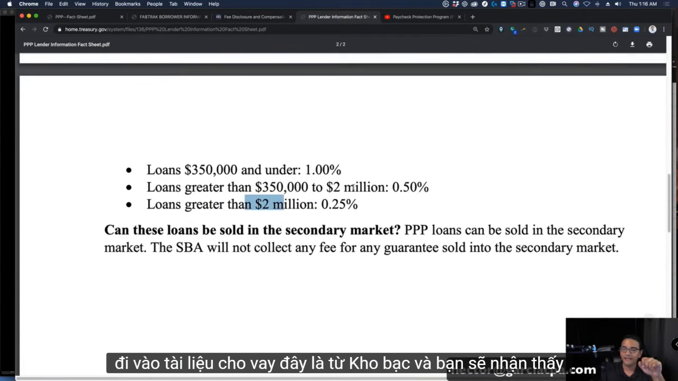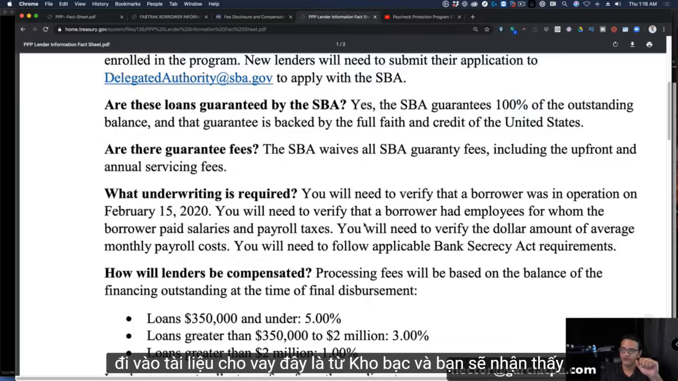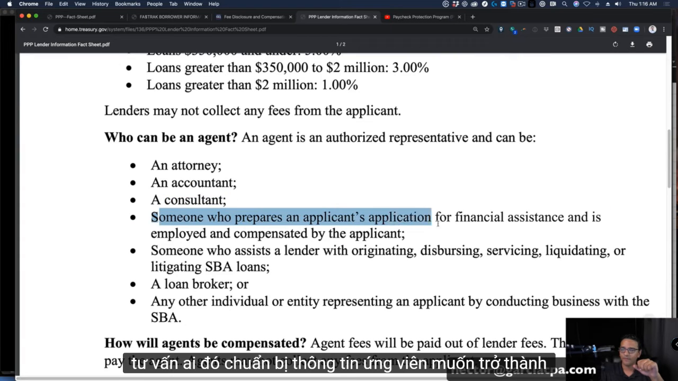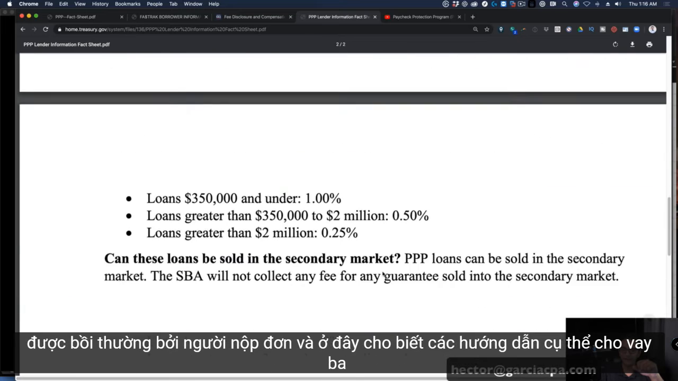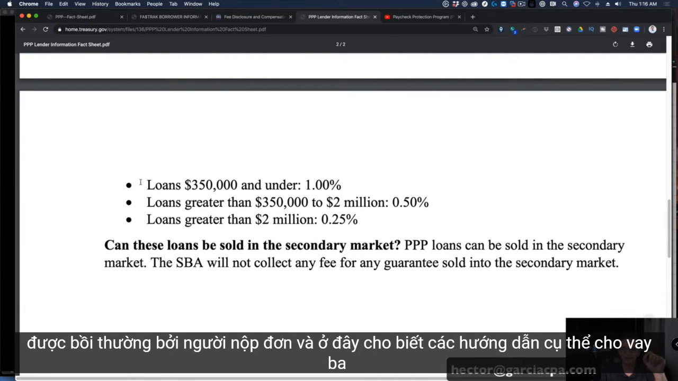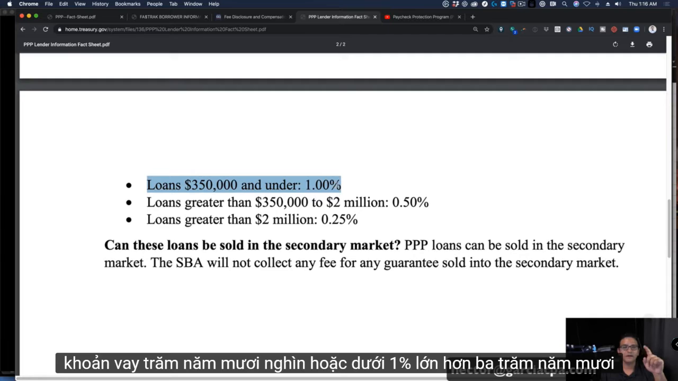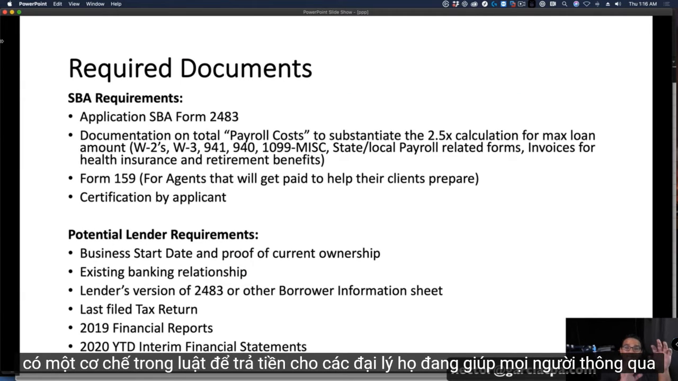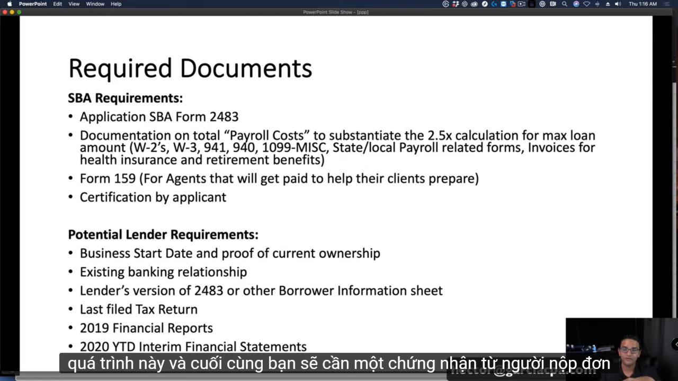So let me go into the lender document. This is from the Treasury. And you're going to notice that somewhere here it says who can be an agent: an attorney, an accountant, a consultant, someone that prepares the applicant's information, that wants to be compensated by the applicant. And here it says the specific guidelines. Loans $350,000 or under, 1%. Loans greater than $350,000 to $2 million, 0.5%. Loans over $2 million, 0.25%. So there is a mechanism in the law to pay agents that are helping people through this process.